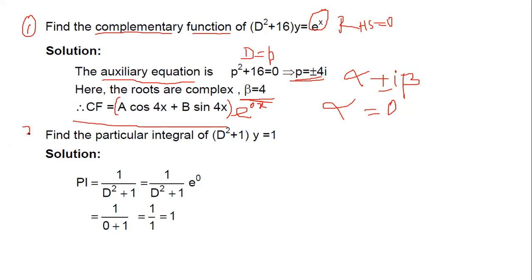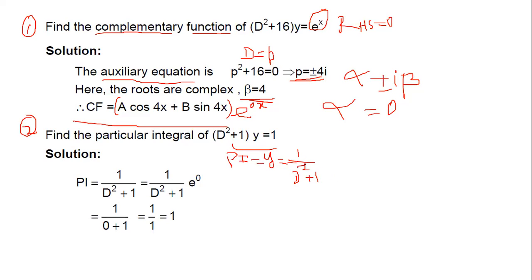See the second problem. The second problem is to find the particular integral of (D square plus 1) y equal to 1. So you have to find the particular integral. Particular integral y equal to 1 by, you cross multiply here, that means 1 by D square plus 1. It is the particular integral.